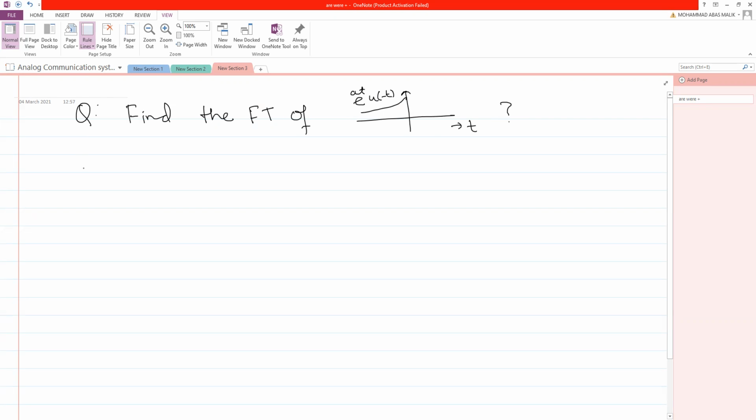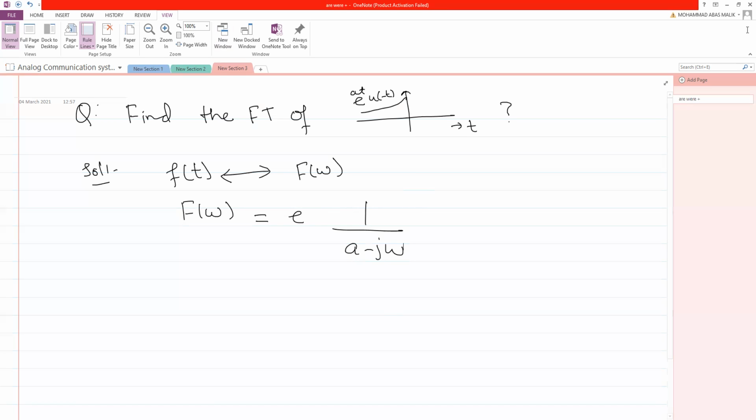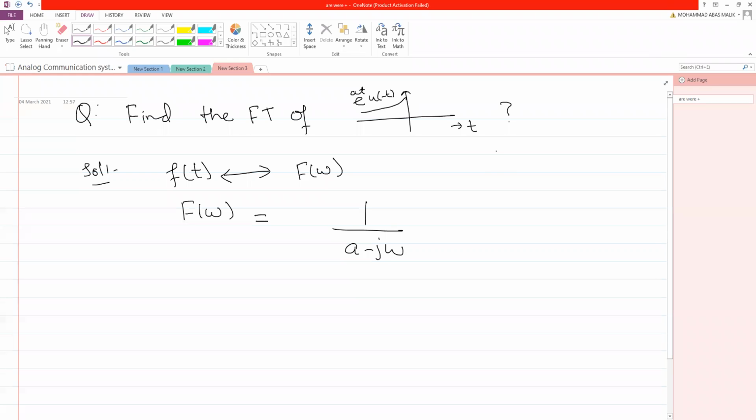So I will not show the solution. I will just write down f of t, that's the time domain signal shown in this graph. Its Fourier transform F of omega will be equal to 1 divided by a minus j omega. So its answer will be this.